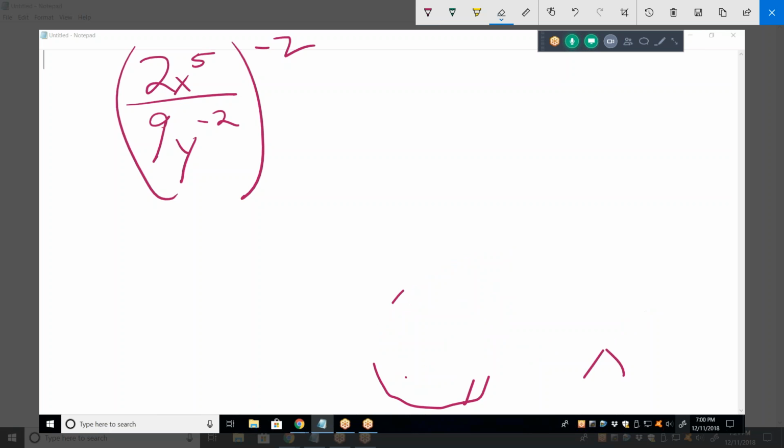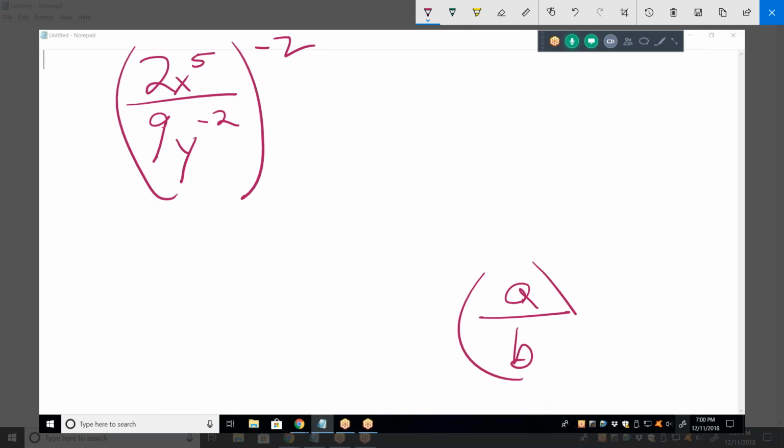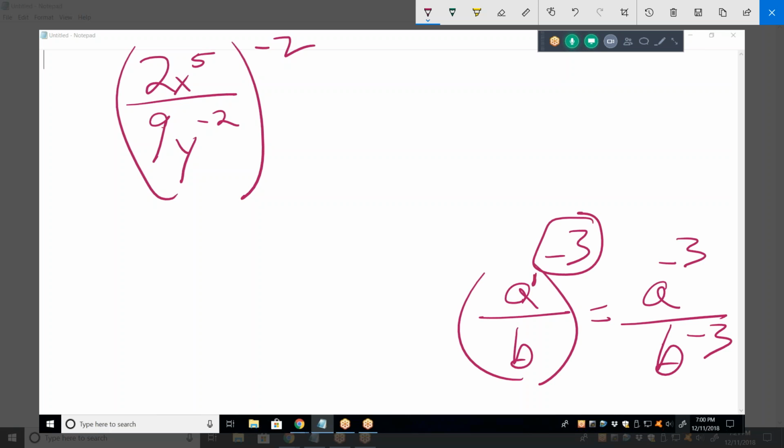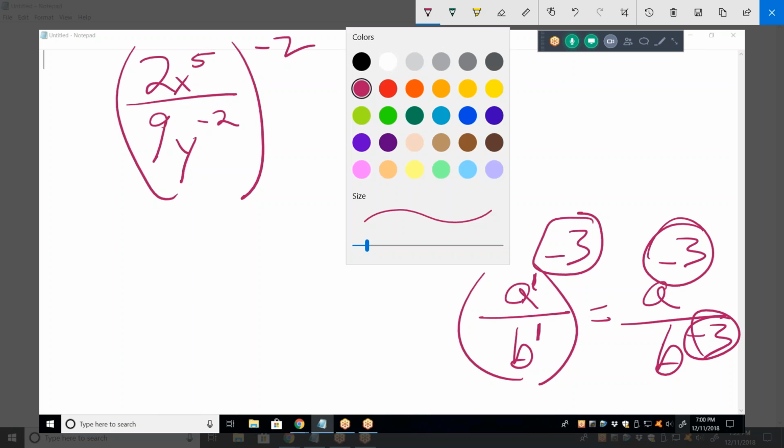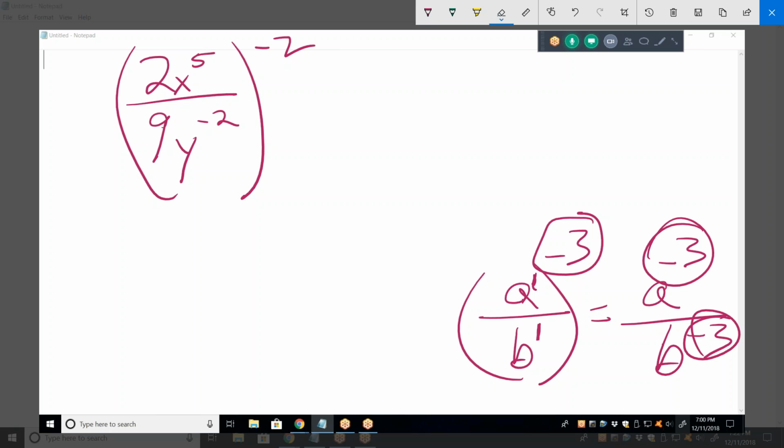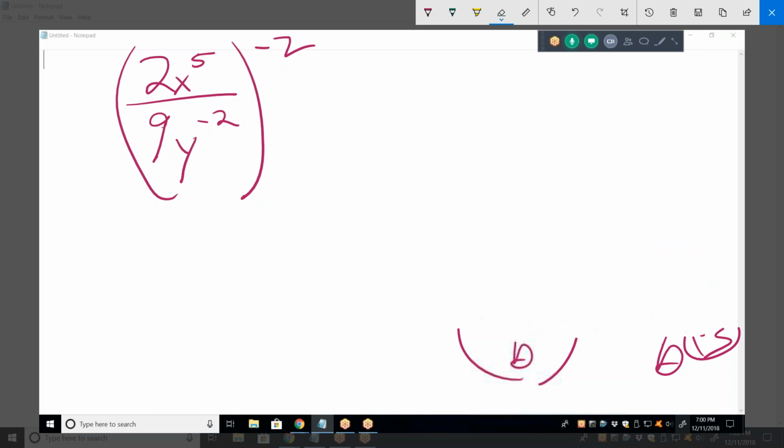Now, the fact that we have a quotient doesn't really matter. If I have a over b, and I take it to the minus 3 power, that's the same as a to the minus 3 over b to the minus 3. In other words, I operate there by multiplying it by that one to get that, and multiplying it by that one to get that. So we're going to basically do that on this problem. We're just going to apply the double exponentiation rule to the top and then the bottom, and then we're going to simplify it.